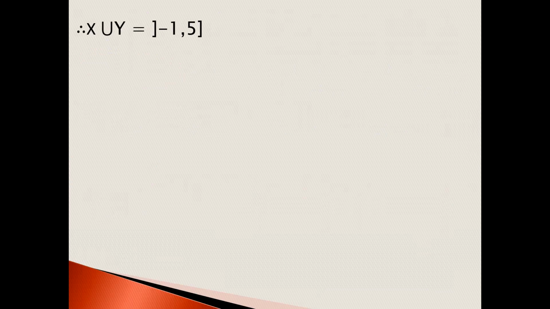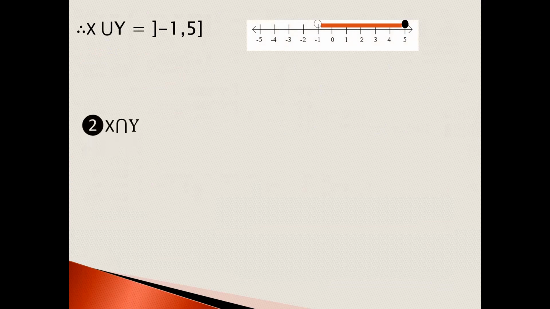Because negative 1 and 5, I want the numbers between them. I found that I make a union between x and y. I'll take the first number in x and the last number in y. It will be the union between them. Here on the number line, negative 1 and 5, I find that the numbers between negative 1 and 5 are included in x and included in y. So I make it a union.